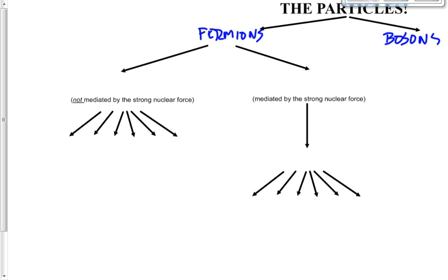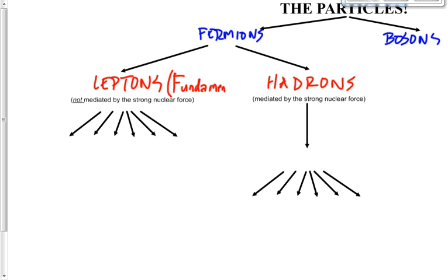Fermions can be broken down into leptons and hadrons. The leptons are particles that are not mediated by the strong nuclear force. In other words, not affected whatsoever by the strong nuclear force in the nucleus. That strong nuclear attractive force has no effect on these leptons. Leptons are fundamental. They don't get any smaller.